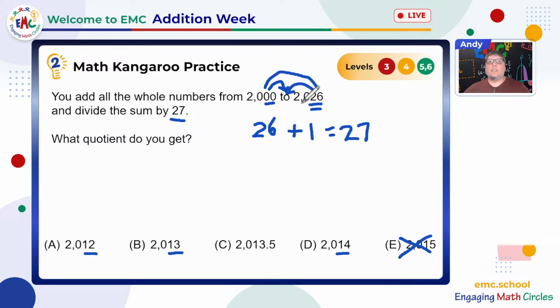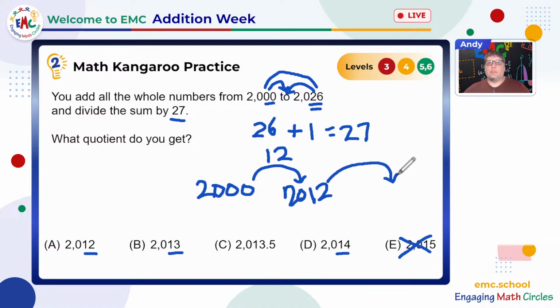So we're going to find the one that's an equal size jump from 2000 as it is from 2026. How many jumps are there from 2000 to 2012? The first one we have to check. If you said 12, you're correct. There's 12 little jumps. And then from 2012 to jump to 2026, this time we're actually counting the jumps, not the goalposts.